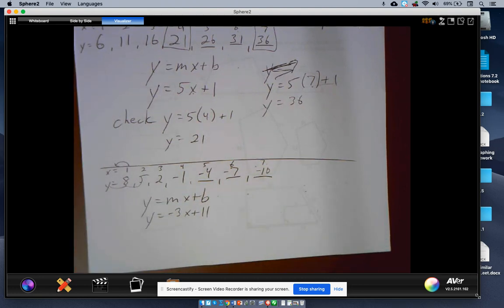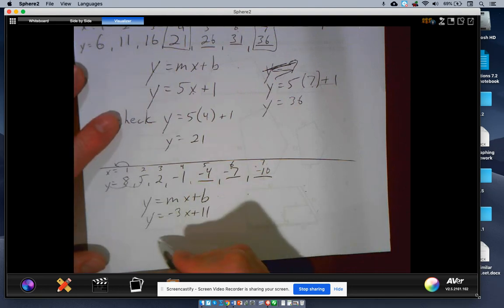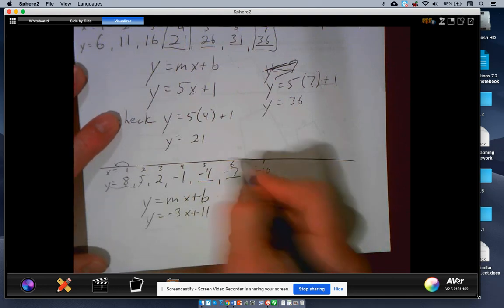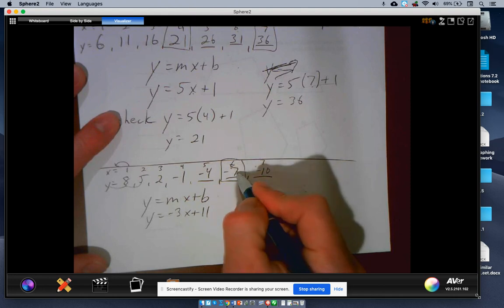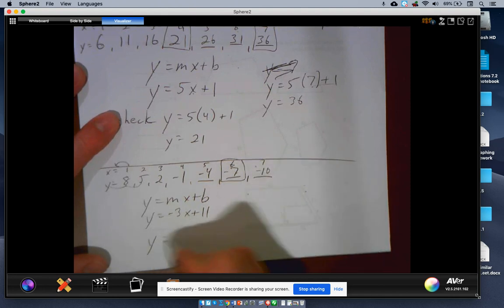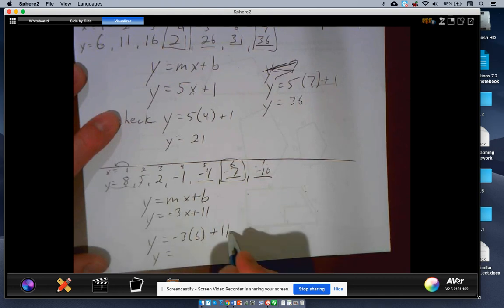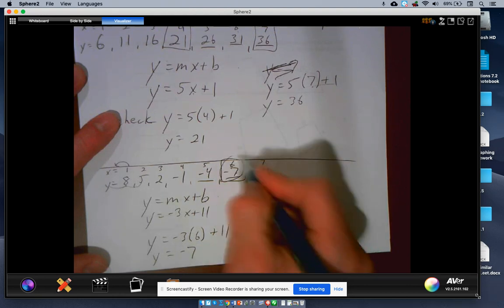Let's do a check here. Do a quick check. So let's do this check right here. So if I put in 6 for x, I should get -7 out. Y equals -3 times 6 plus 11. Y equals, that's -18 plus 11, -7. So when I put 6 in, I get -7 out.